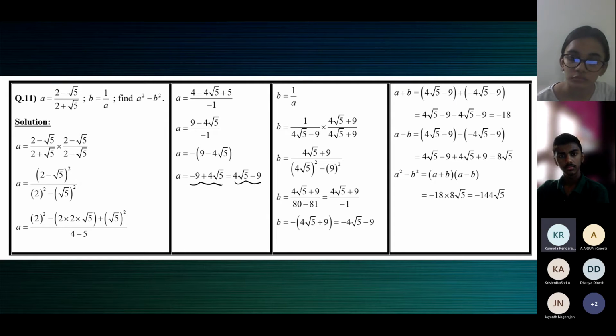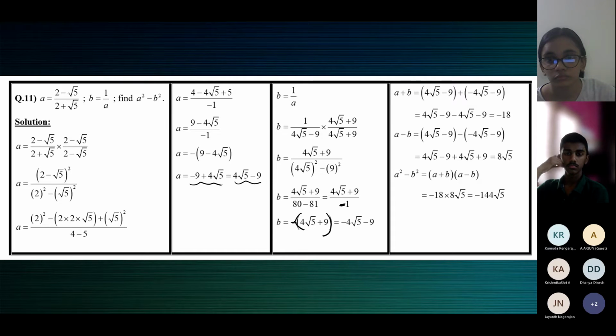In the second case also, you see that you have a minus 1 in the denominator. So I take that minus sign to the numerator and enclose the terms in the numerator in a bracket. It becomes minus 4 root 5 minus 9. Here both are negative.